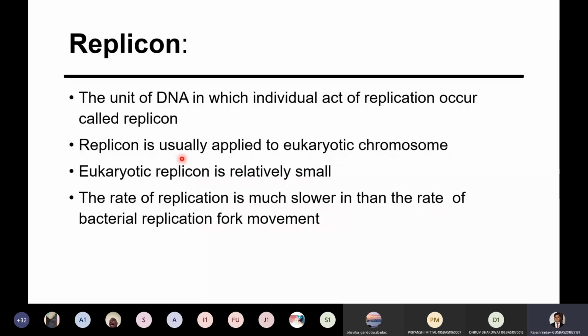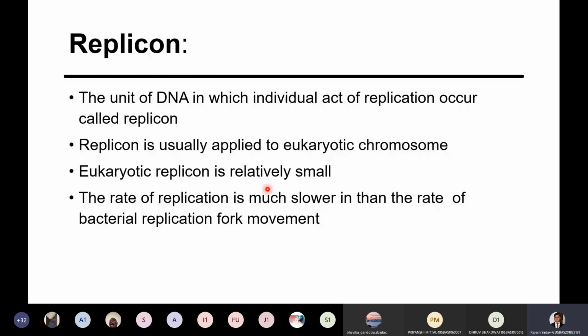Eukaryotic replicons are relatively small. The rate of replication is much lower, compared with the rate of bacterial replication fork movement. So here is another point, the rate of replication, because replication starts from the replicon or origin. The rate of replication is slower in the eukaryotes compared to the bacteria, because in the bacteria replication fork movement occurs, but in this case the replication fork is not shown, but the rate of replication is slower.